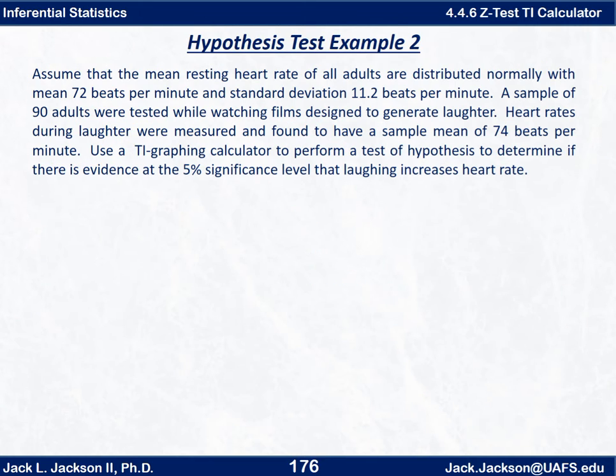Okay, so let's let you do a problem now like this. So assume that the mean resting heart rate of all adults are distributed normally with mean of 72 beats per minute and standard deviation of 11.2 beats per minute. A sample of 90 adults were tested while watching films designed to generate laughter. Whenever they saw them laughing, they measured their heart rates and found out of all of those, they had a sample mean of 74 beats per minute. So use your TI graphing calculator to perform an appropriate test of hypothesis to determine if there's evidence at the 5% significance level that laughing increases the heart rate.